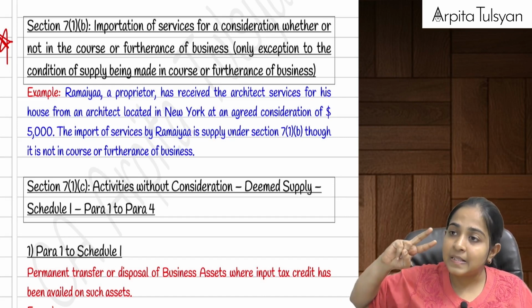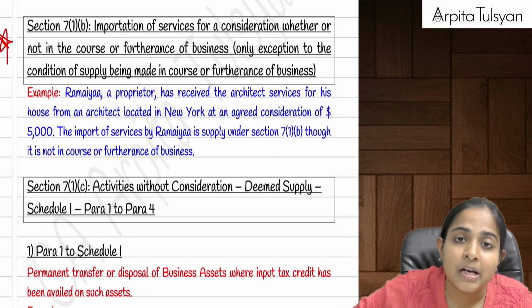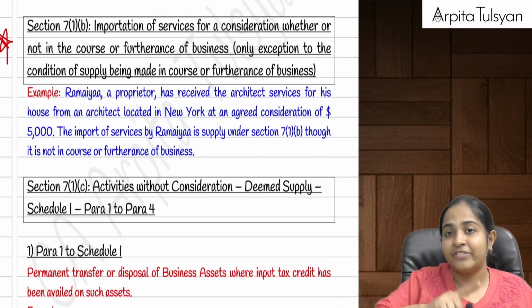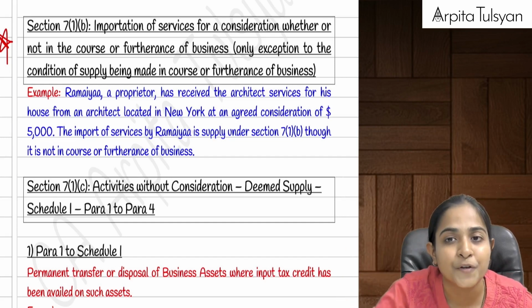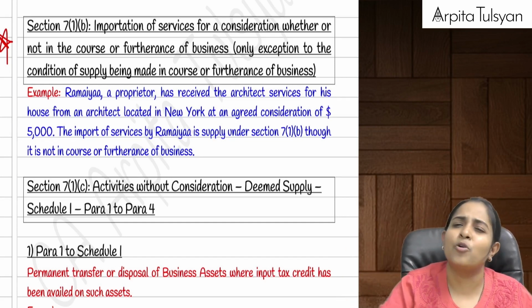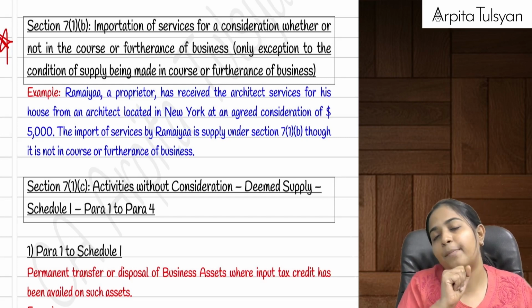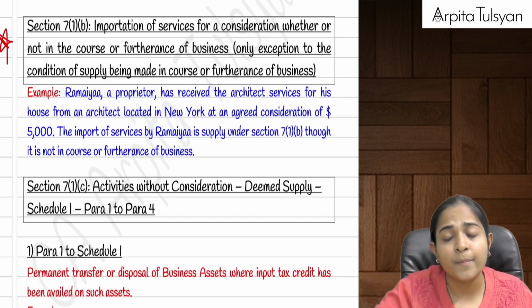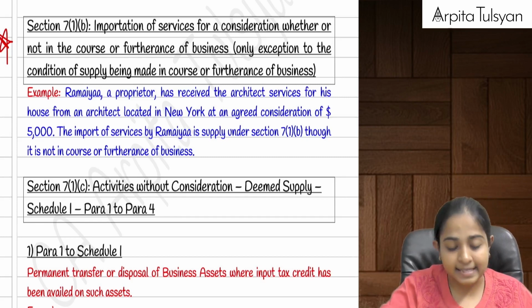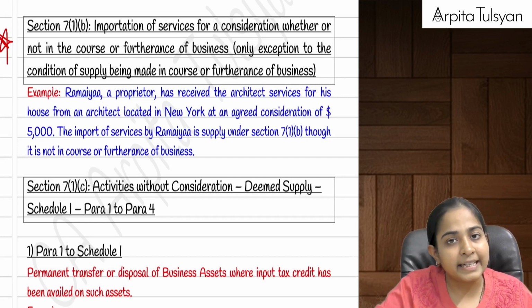Can we say this is an exception to 7.1a? Because in 7.1a we studied that if there is any supply of service for a consideration, it should be done in the course of business. But here they are saying no. Let's exclude one particular point: if I have imported any services, be it for personal purpose or business purpose, it will be considered as a supply. Are you clear till here?